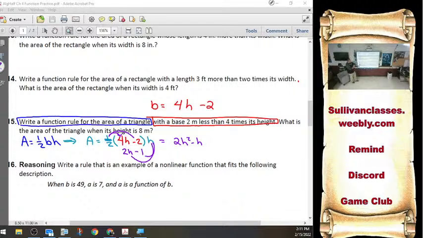Now go find the area of the triangle when its height is 8 meters. So now I'm replacing those h's with 8. So 8 squared is 64. 64 by 2 is 128. 128 minus 8 is 120. Not 1/20 yet. 120.